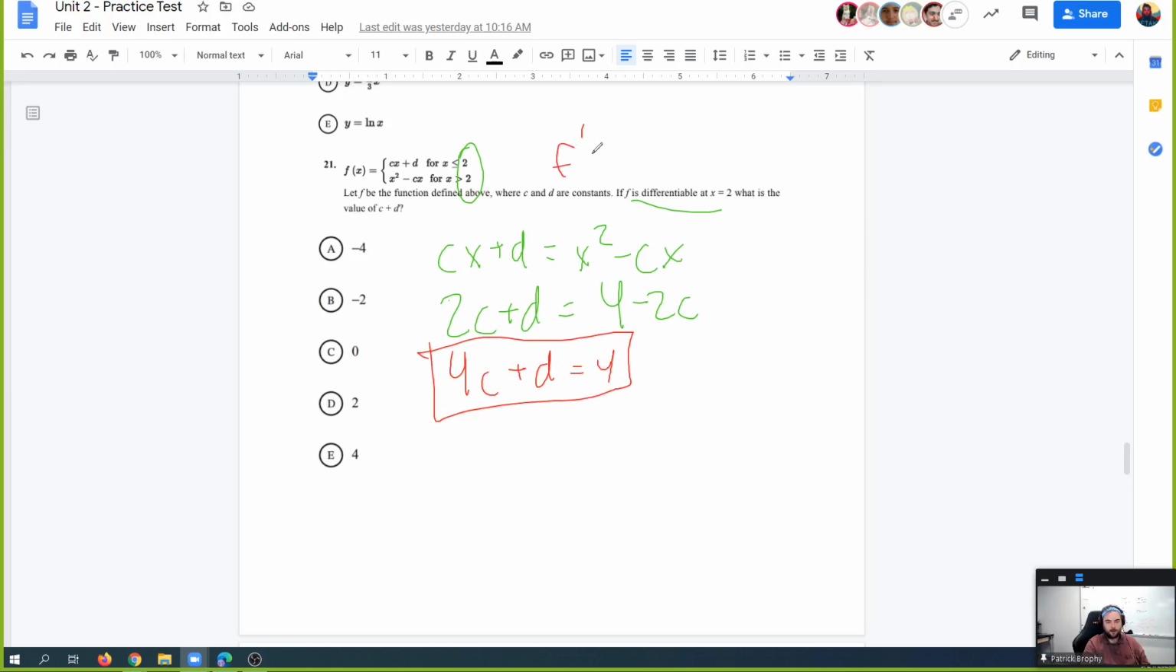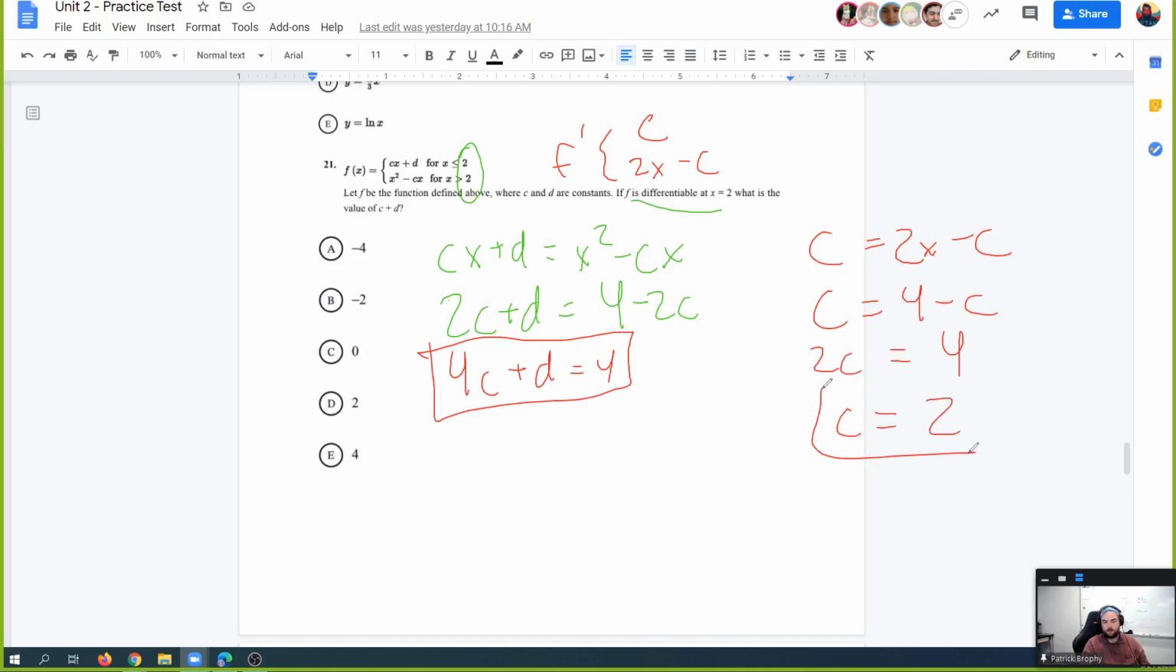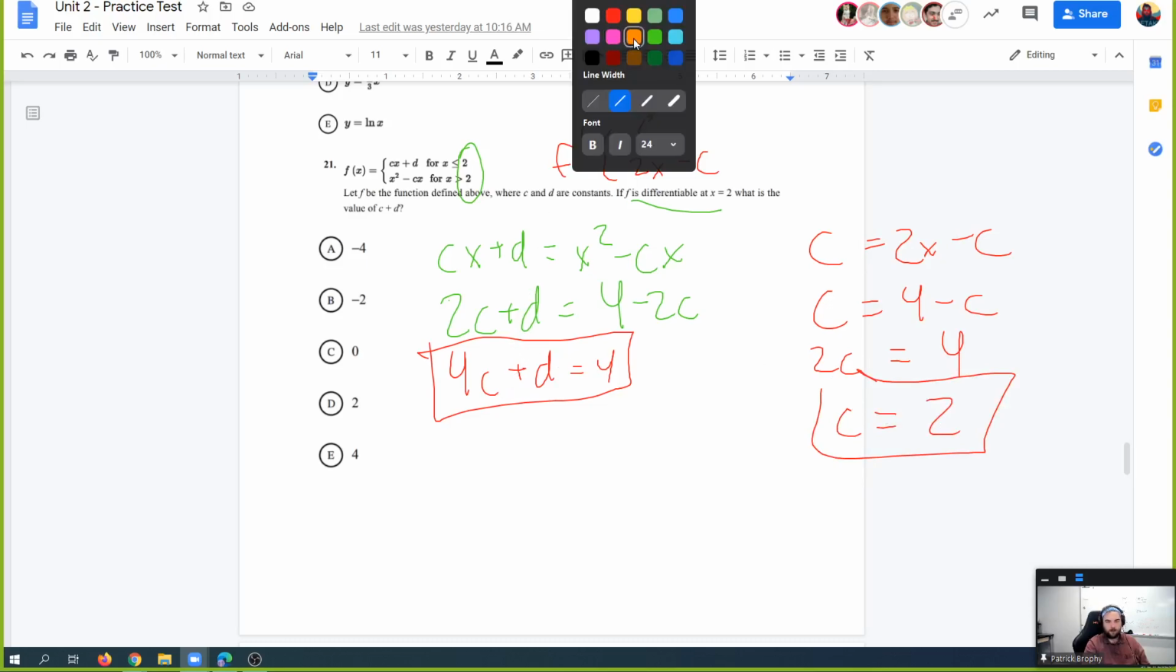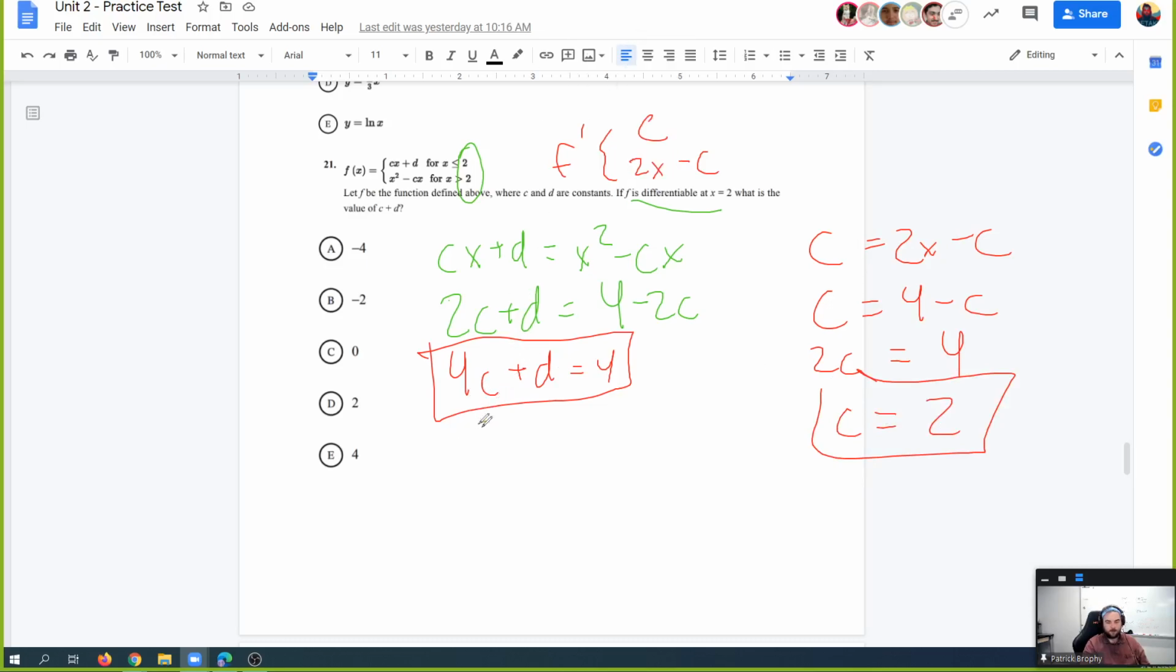Now I'm going to make my f prime right here. f prime is going to be the derivative of Cx plus D, which is just C, and the bottom derivative will be 2x minus C. So I set those equal to each other. C equals 2x minus C. Plug in a 2, C equals 4 minus C. Add a C to both sides. 2C equals 4. Divide by 2, C equals 2. And I plug in over here. I'm going to get 4 times 2 is 8 plus D equals 4. So subtracting 8 from both sides, D is negative 4. Asking you to add those together, negative 2.